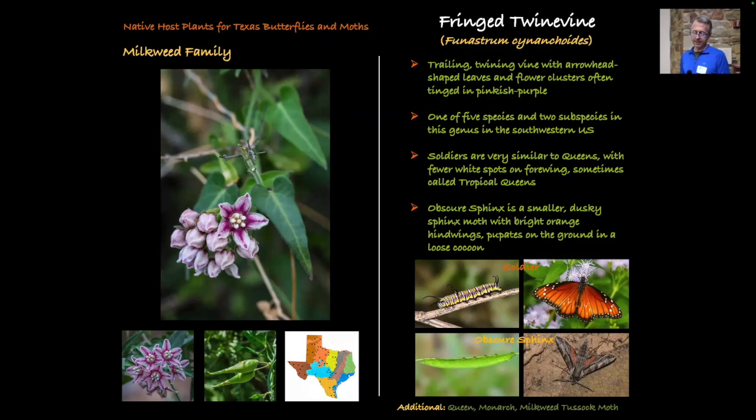So as you might guess, being a milkweed, butterflies in the monarch group would eat this. So we've highlighted the soldier, which is in the same genus as the monarch, as one that will use this. And then this obscure sphinx, which is tiny, for a sphinx moth, it's the smallest one I'm aware of. It's pretty small, but it's got this bright orange hind wing that when you see it, it's kind of nice. But it's a small sphinx moth. But queen and monarch will also eat this, as well as the milkweed tussock moth, appropriately enough.